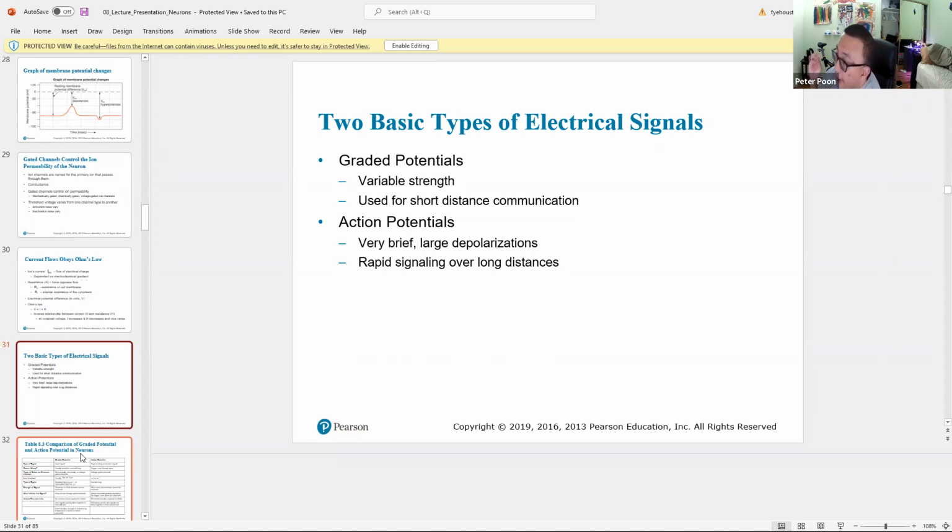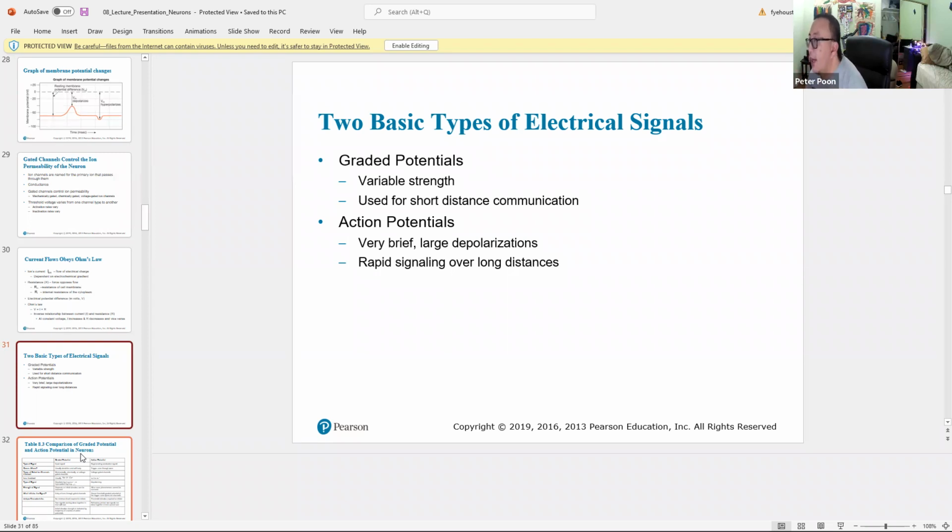There are two basic types of electrical signals. One is graded potentials. The way I think about graded potentials, you don't all get the same grade. So graded potentials are graded, which means they're variable in strength. They're also variable in the type of signal coming through them, whether it's a positive or negative signal.